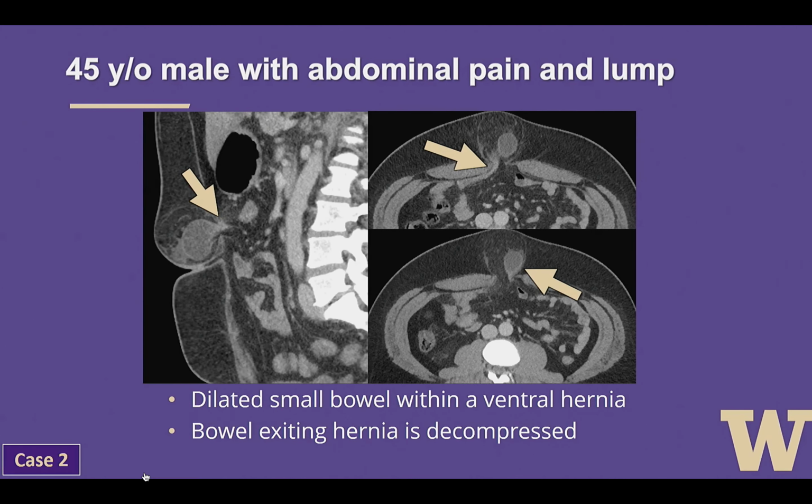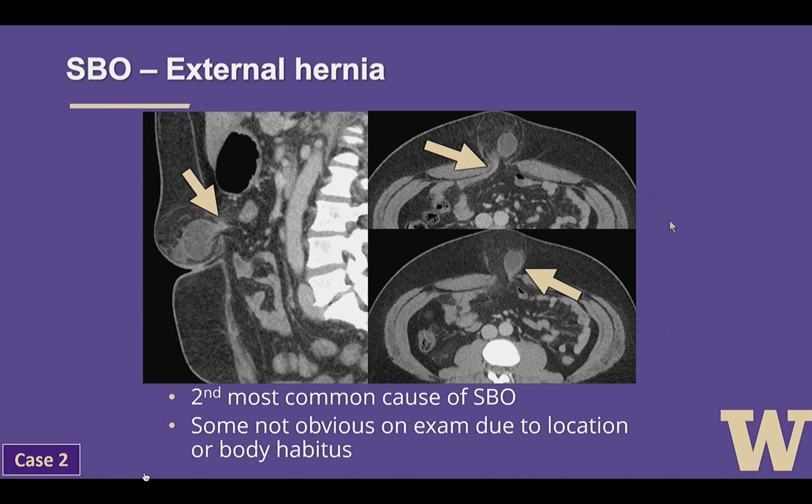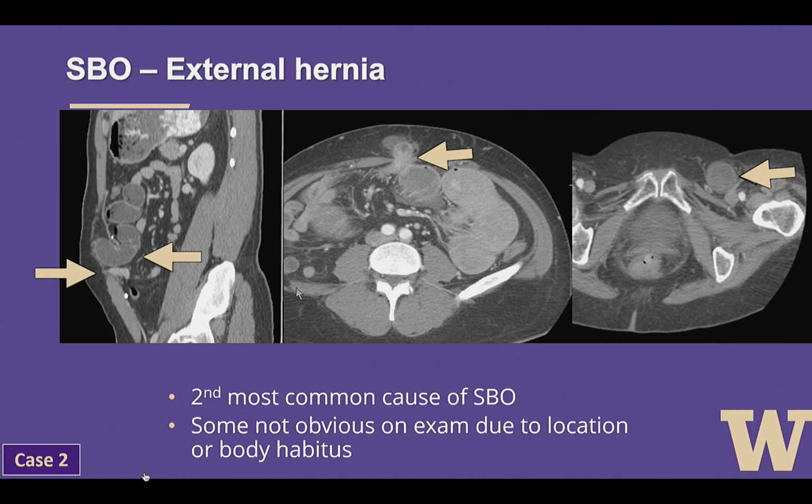So in this patient, we have dilated small bowel, which extends into a ventral hernia sac. The bowel exiting the hernia sac, shown in the upper right-hand image here, is decompressed. So this was an external hernia or a ventral hernia causing a small bowel obstruction. External hernias are the second most common cause of small bowel obstruction, most of which are clinically apparent, but in some patients, either because of body habitus or the location of the hernia, CT can be helpful to identify it as the cause of the obstruction. Here are a few other examples of external hernias causing small bowel obstruction. Another ventral hernia here, an umbilical hernia in the middle, and a femoral hernia on the right.